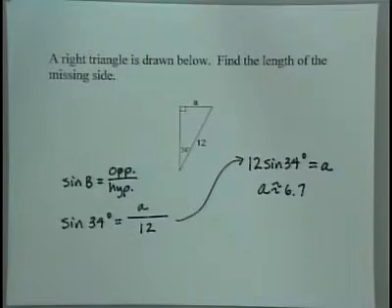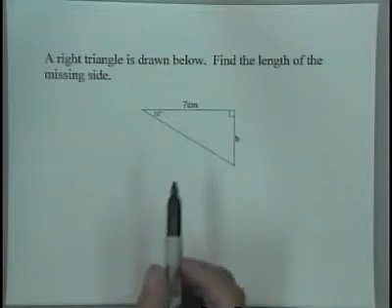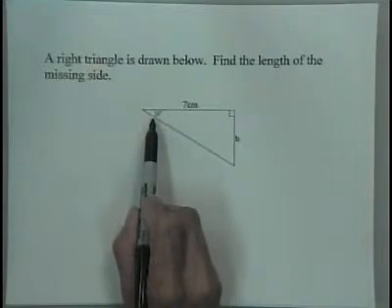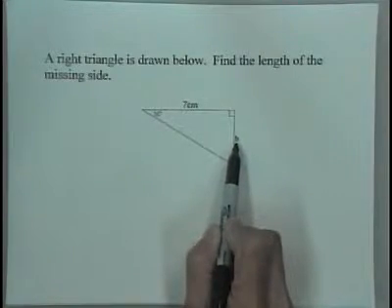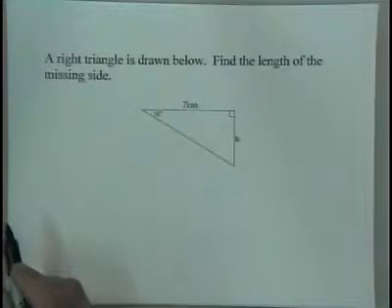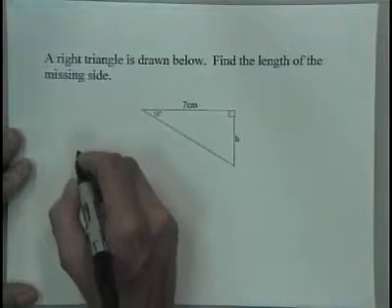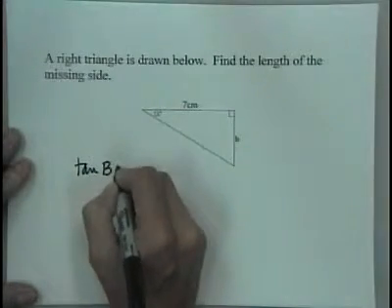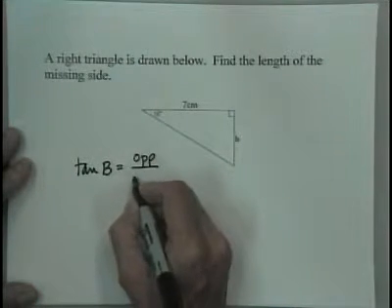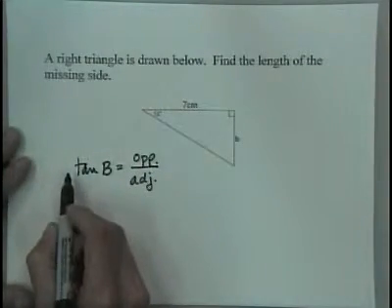Let's try another. Again, a right triangle is drawn. We want to find the length of a missing side, and what we see as labeled information in the triangle are an angle, the side opposite labeled B, the one we're looking for, and the side adjacent labeled 7 centimeters. Now, the particular trig function that works with an angle, the opposite and adjacent side is the tangent. We saw the tangent of an angle B was the ratio of the side opposite over the side adjacent.